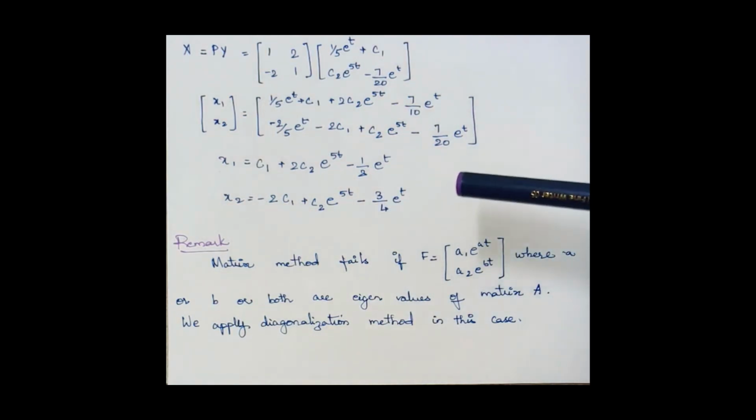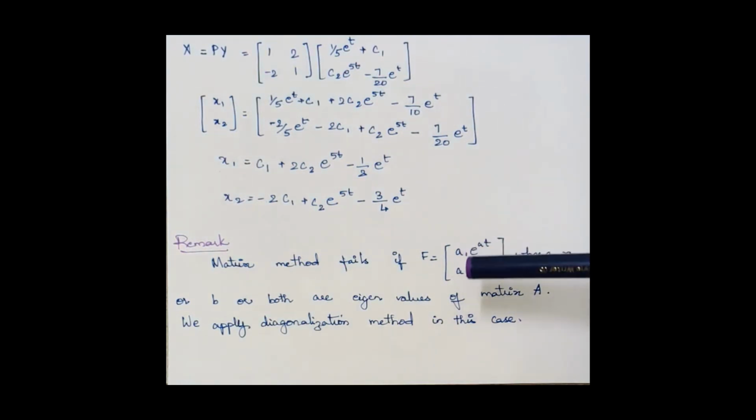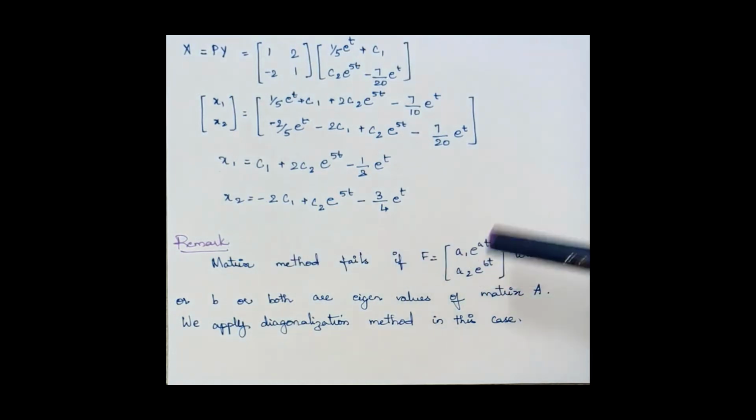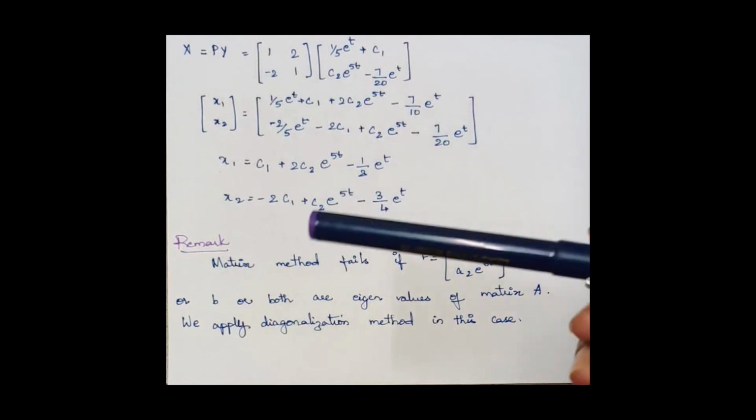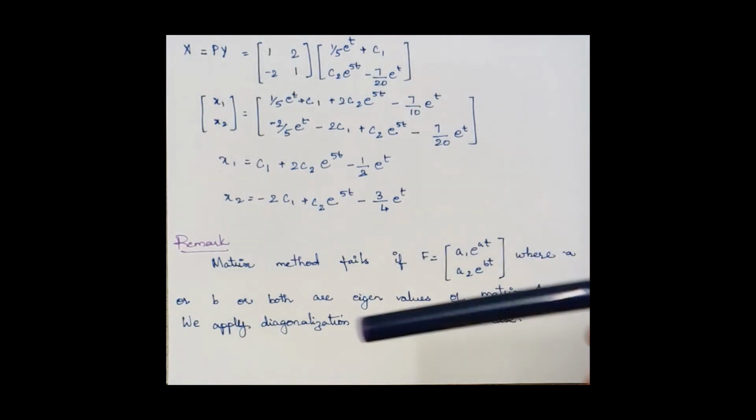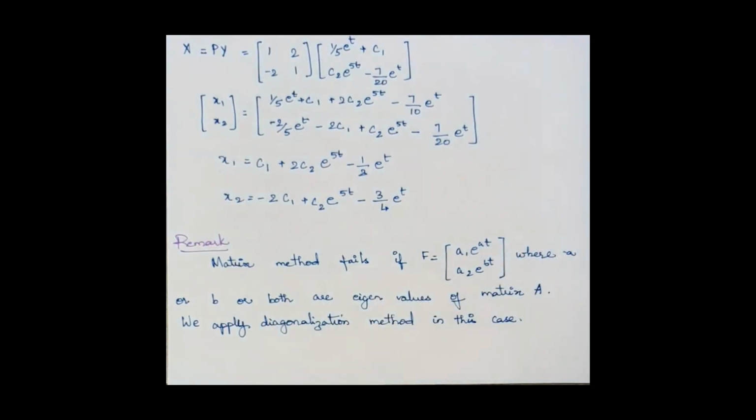Here's a remark for you. The matrix method fails if the function is of this format, that is a1 e to the power of at plus a2 e to the power of bt, where a and b are eigenvalues of matrix A. So if a or b or both are eigenvalues obtained from the given matrix A, then the matrix method would fail. In that case, please be cautious to apply the diagonalization method.